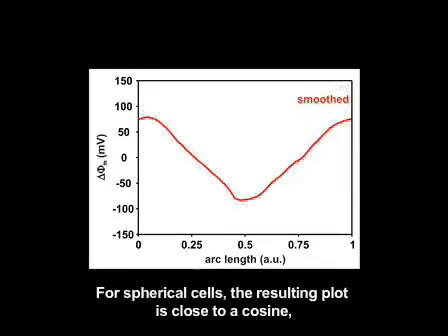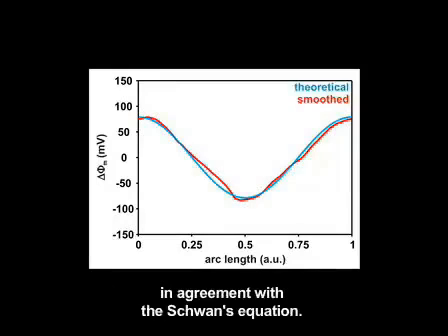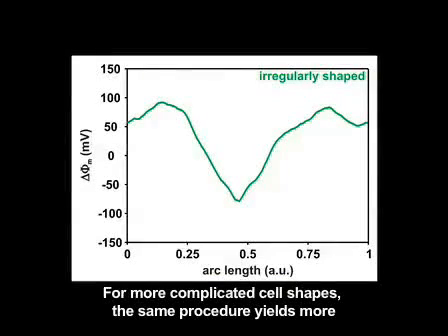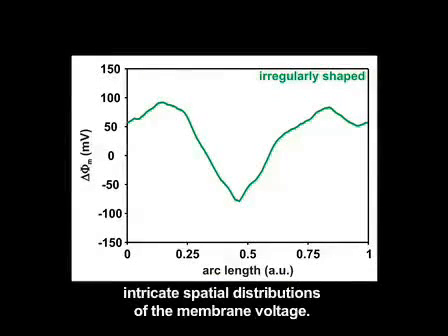For spherical cells, the resulting plot is close to a cosine, in agreement with Schwann's equation. For more complicated cell shapes, the same procedure yields more intricate spatial distributions of the membrane voltage.